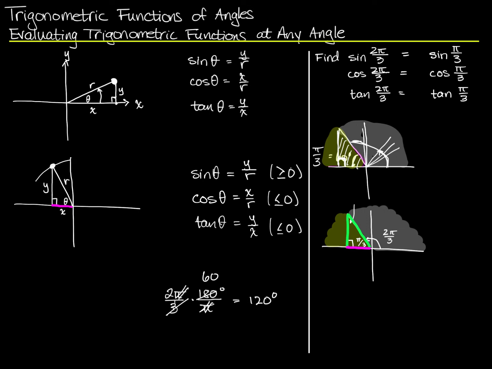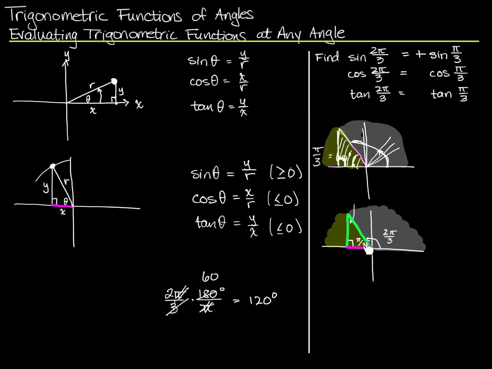So let's take a look. For the sine of 2 pi over 3, I need to know what the value is for the sine of pi over 3, and that is whatever the value is going to be. It's going to be opposite over hypotenuse. Well, that's opposite, which is positive, over hypotenuse, which is positive. So that one will be positive.